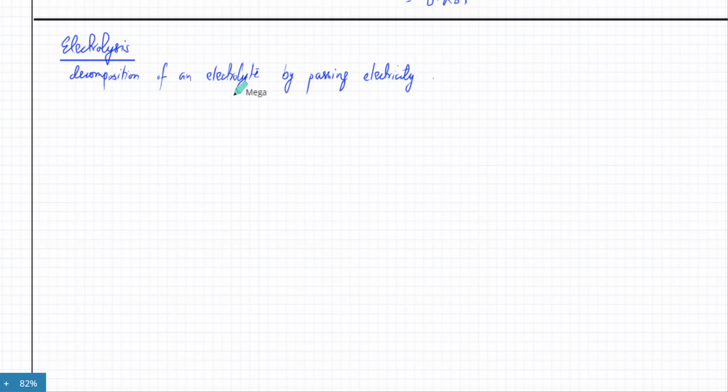An electrolyte is anything that's going to gain or lose electrons. It's going to contain ions. It's a process where electrical energy gets converted to chemical energy, or the electricity drives a chemical reaction. So it gets converted to chemical energy.